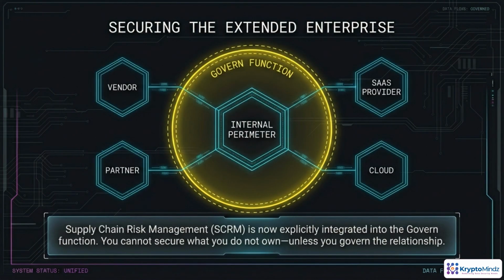CSF 2.0 also assumes your real perimeter is no longer your data center. It's your ecosystem of vendors, partners, cloud platforms, and SaaS providers. The govern function pulls all of that under one risk umbrella. Supply chain risk management is where this becomes concrete: contracts, due diligence, SLAs, right to audit clauses, security requirements, and exit plans. You're not securing their infrastructure. You're securing the relationship and its impact on your mission.